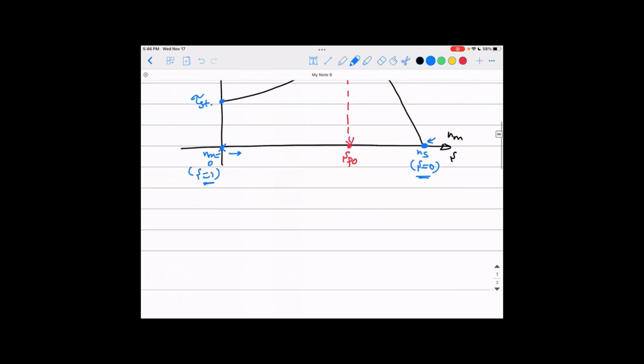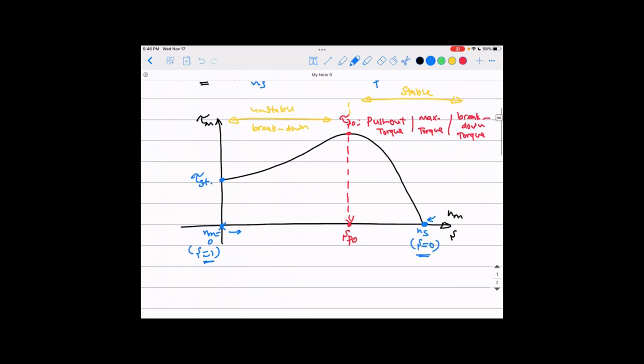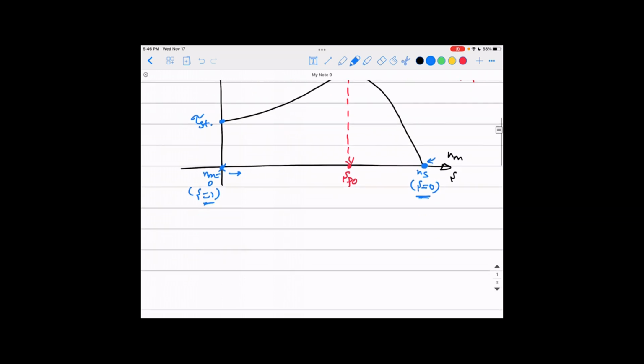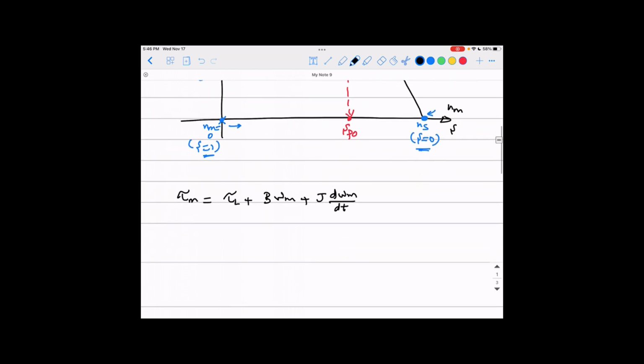So here's the whole point: we need to investigate how the motor will respond to the change in the load. That is the whole point of studying the torque speed characteristics of any kind of motor. As a reminder of what I told you last time, the motor torque has to equal the load torque plus B omega m plus J d omega by dt.